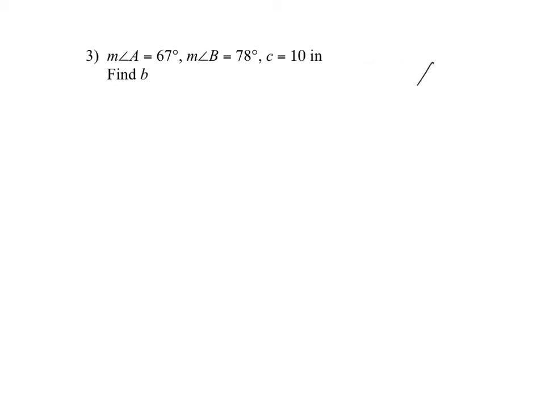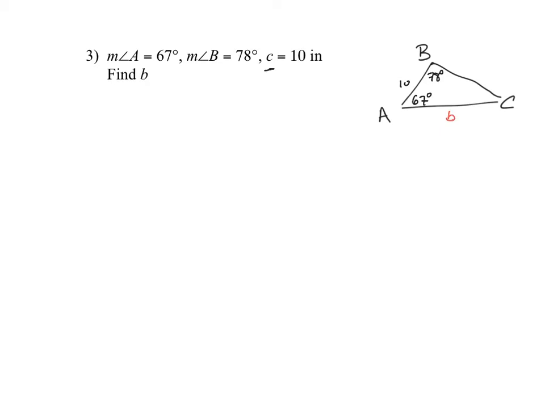So this one doesn't have the triangle drawn, so let's draw it so we can see it better. So I have angle A, B, and C. The opposite side is to angle C. This is 10. Angle A is 67. This is 78. And I want to find B. So B is this side right here.